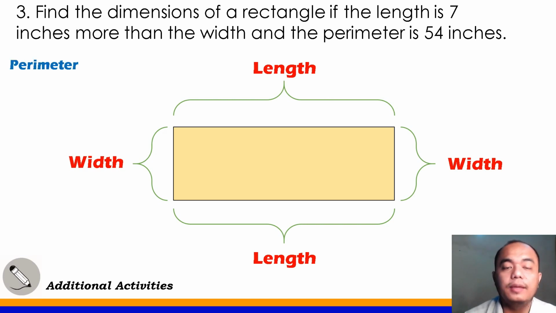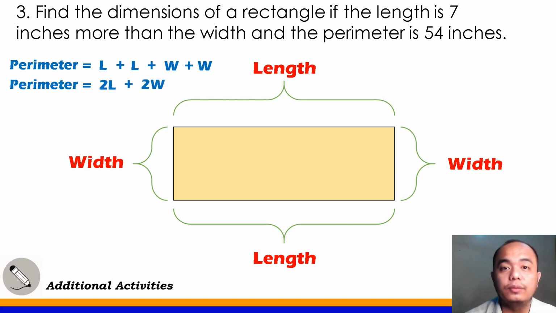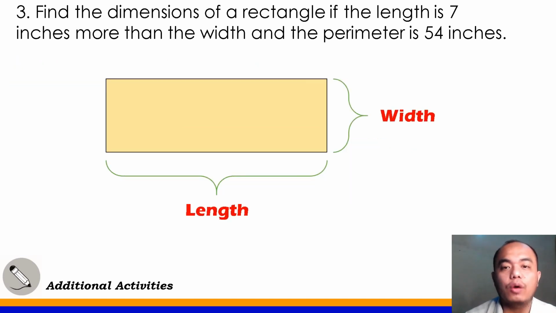Okay, meaning, perimeter equals length plus width, right? Dalawa kasi yung width ng rectangle, dalawa yung length din. So, that means perimeter equals length plus width. Or, we can have this formula, 2L plus 2W. Okay? So, that would be the perimeter of the rectangle. Okay, klaro na yan. Go back now to our problem.